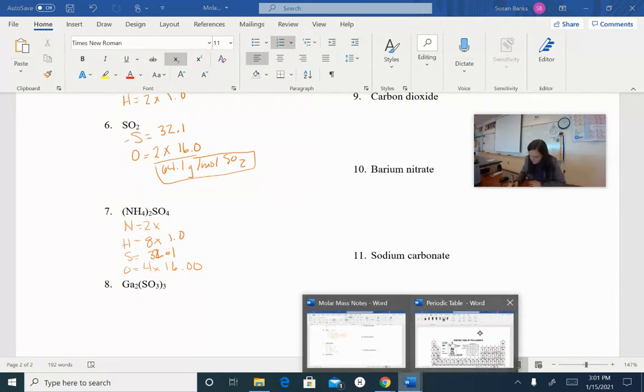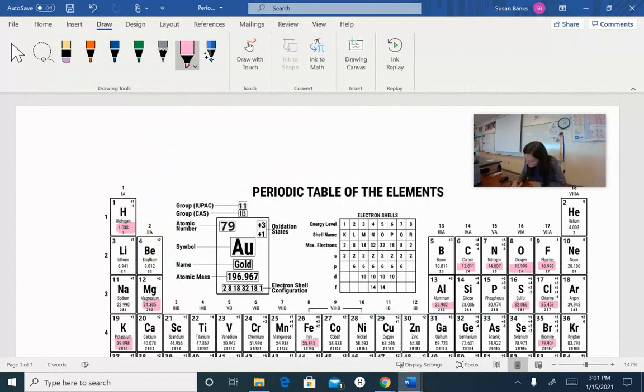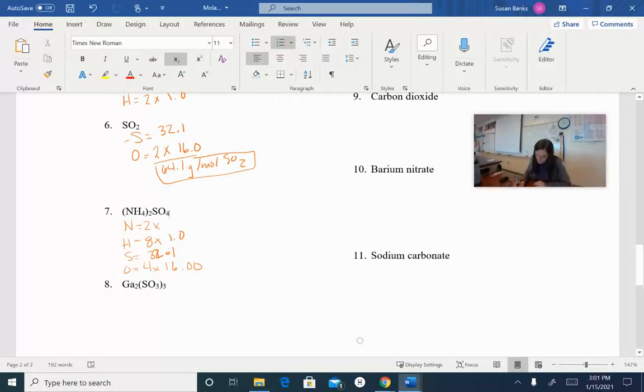So let's do nitrogen. Nitrogen, 14.007. So that 0 tells us to leave it alone. So 14.0. We're going to add all of these together. So 2 times 14 plus 8 times 1 plus 32.1 plus 4 times 16. That gives us a molar mass of 132.1 grams per mole. I'm sorry if you got that wrong because of the typo that I didn't fix before.